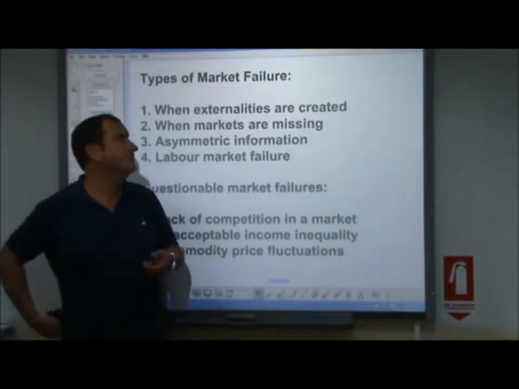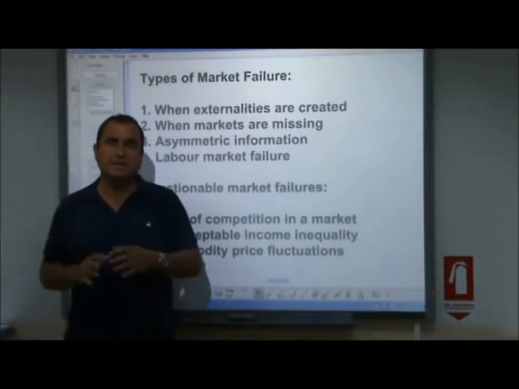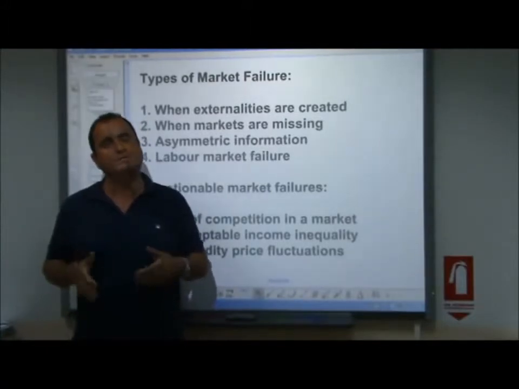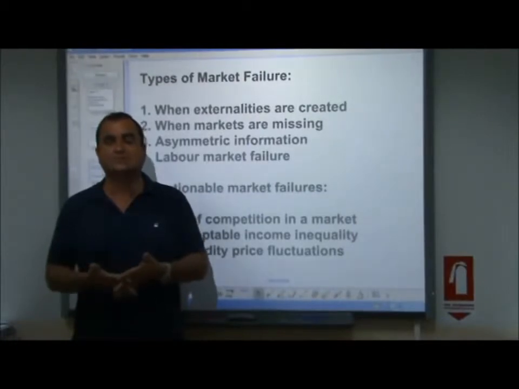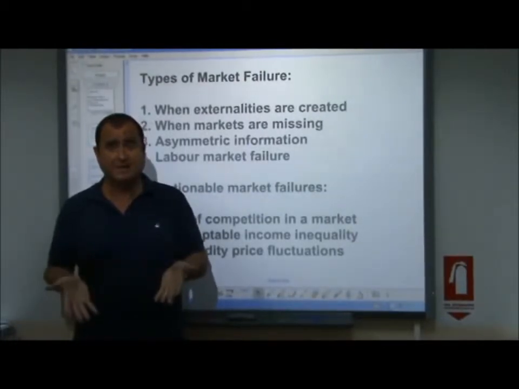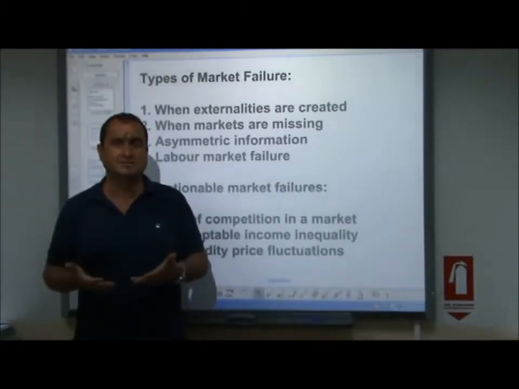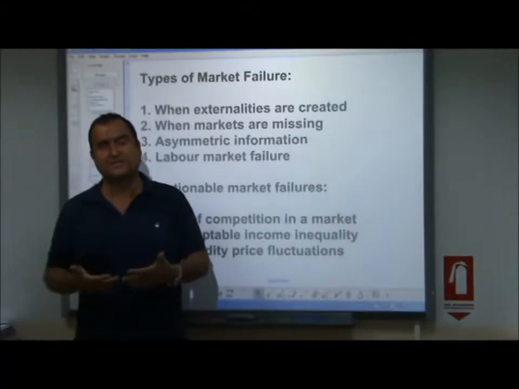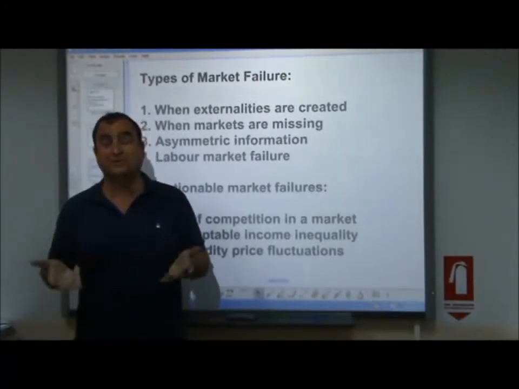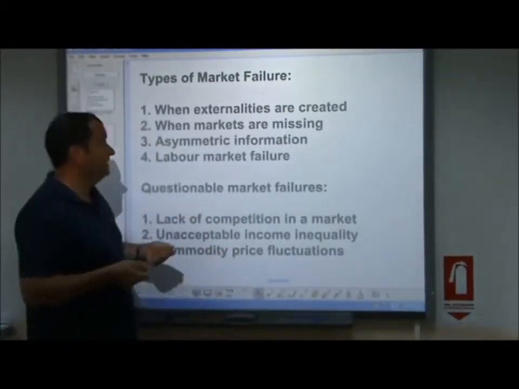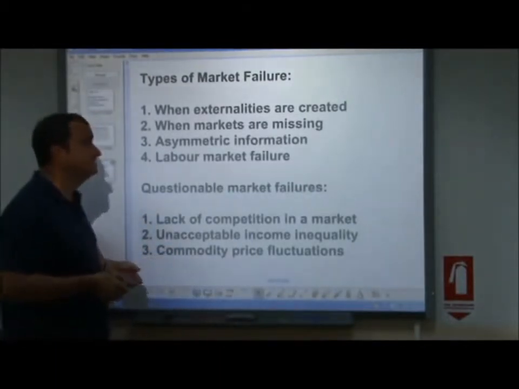Secondly, when markets are missing, sometimes if we leave it to the market mechanism, entire markets would be missing because no one would be willing to buy the good. They'd wait for someone else to buy the good, and then they would use it free as what's called a free rider. If we leave it to the market mechanism, probably markets such as lighthouses, even traffic lights, wouldn't exist. And of course the correction for that is that government steps in and provides these goods paid for by general taxation. But if we left it to the market mechanism, there would surely be market failure. These markets would not exist at all.